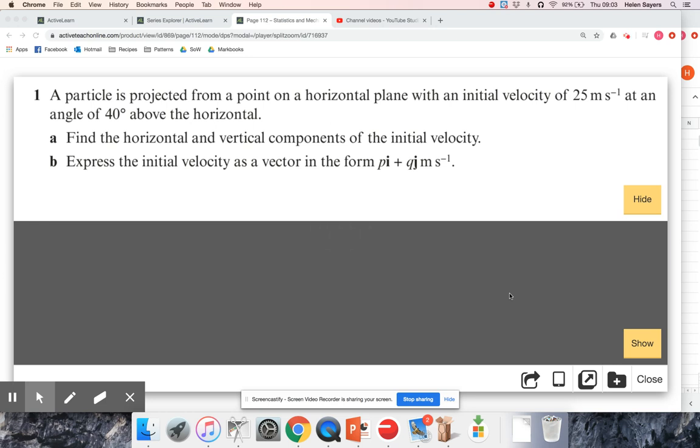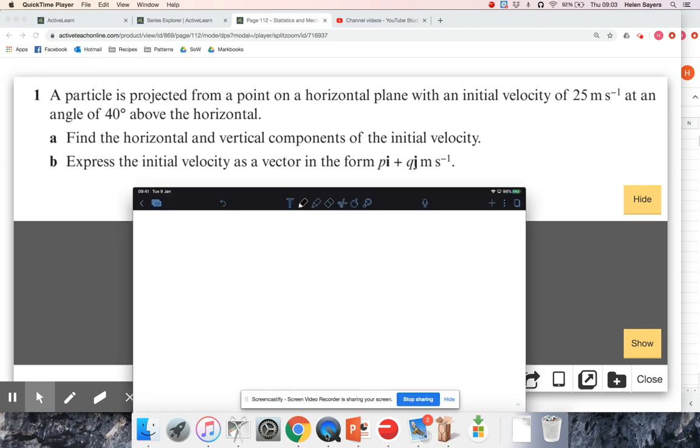Okay, so we're looking at the second year Stats and Mechanics textbook, and we're on chapter 6, which is projectiles, and we're looking at exercise 6b, which is finding the horizontal and vertical components. Okay, so starting with question 1. So let's sketch out what they're describing.